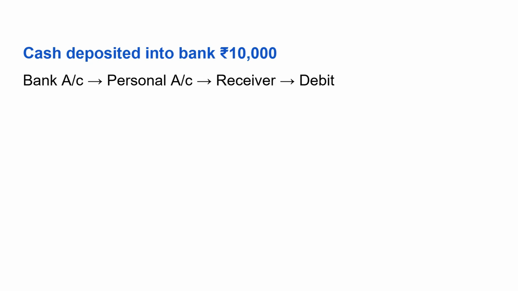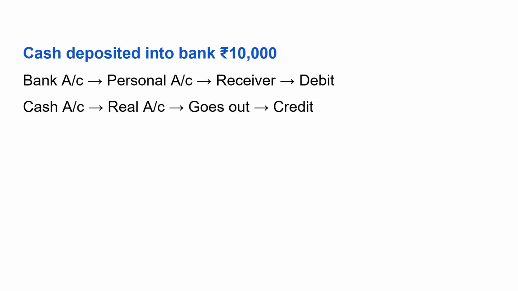So bank is receiver. And the rule for personal account is debit the receiver. Bank has received the money, so bank is debited. And cash account. Cash account is real account and cash goes out of the business. So we deposit the money into bank. It goes out from the business and bank receives the cash. So cash goes out of the business. So the rule for real account is credit what goes out. So cash is credited.